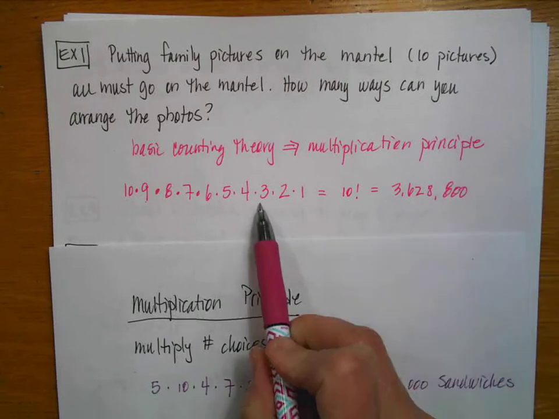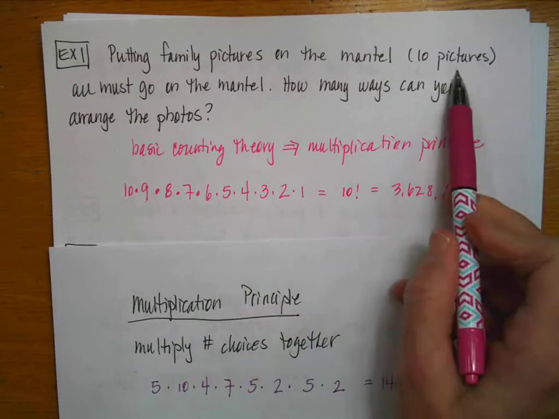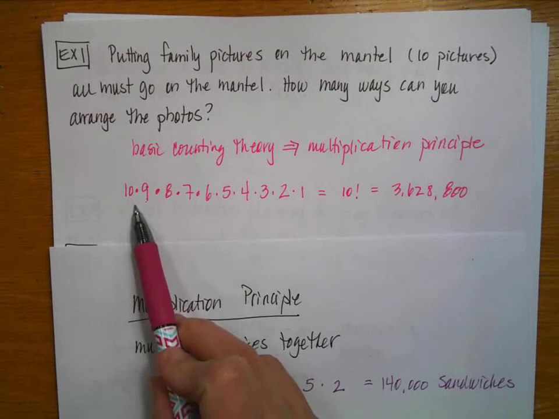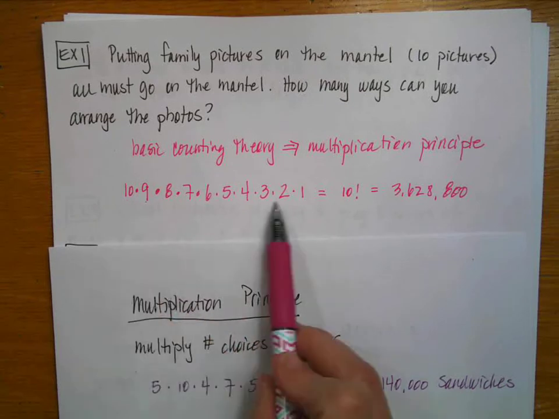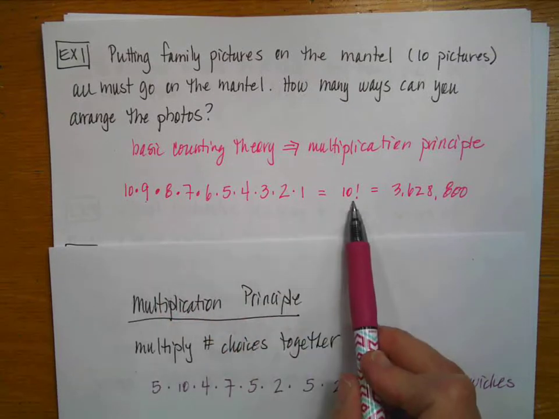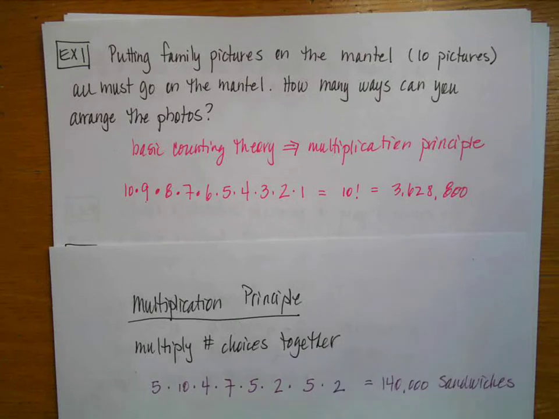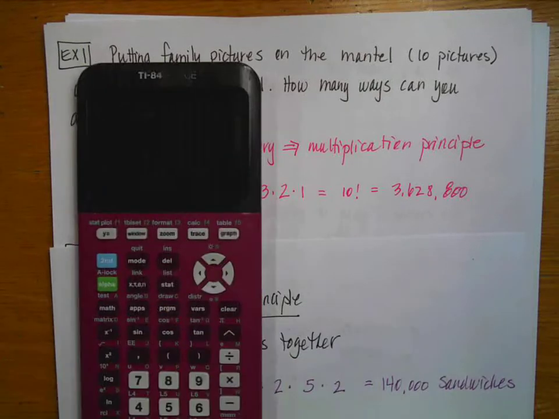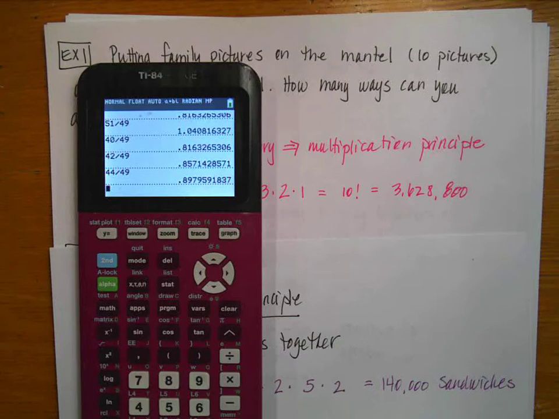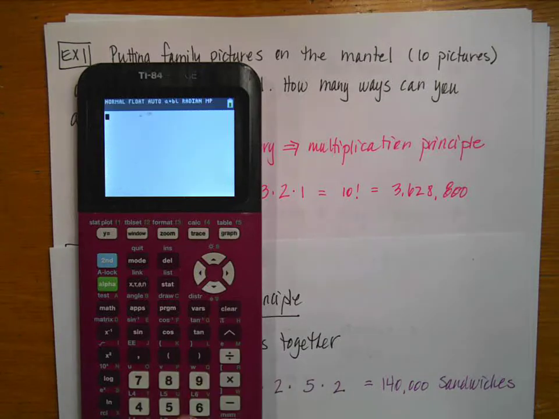So if you were just talking about putting all 10 pictures, this would be my process. When you have all of these numbers in descending order, multiplied together, it's 10 factorial, and you would have 3,628,800. So let me show you how to do that math in your calculator.